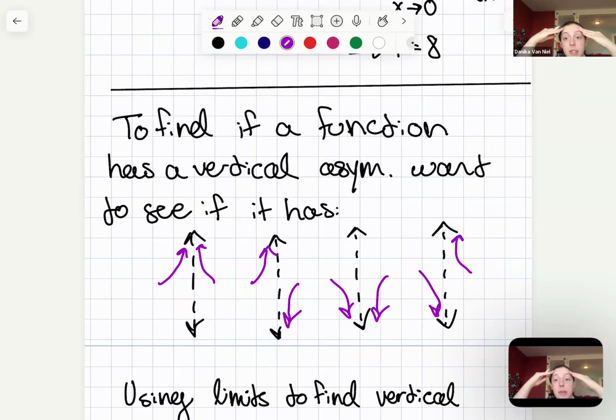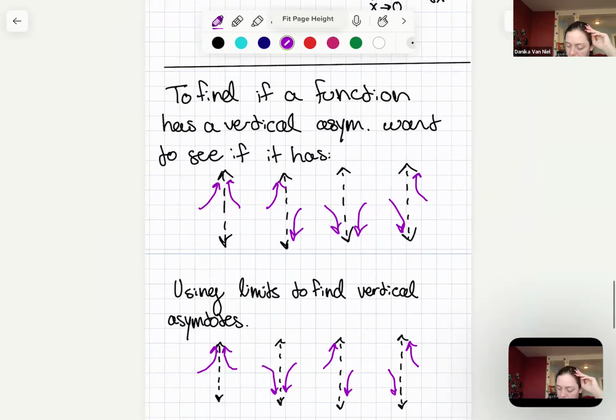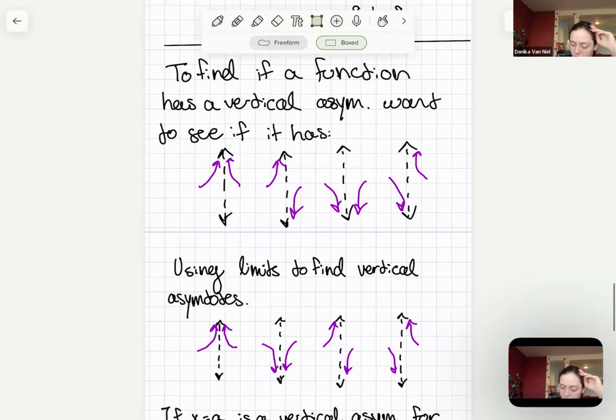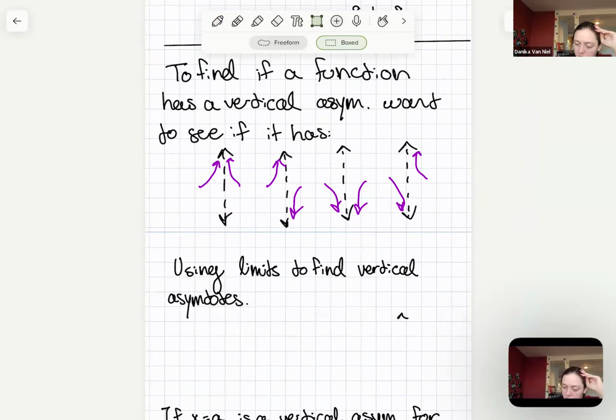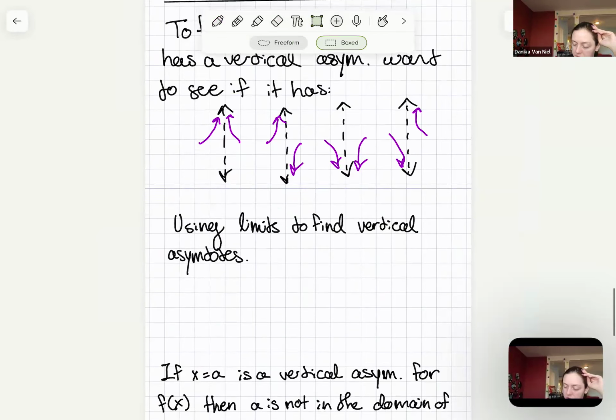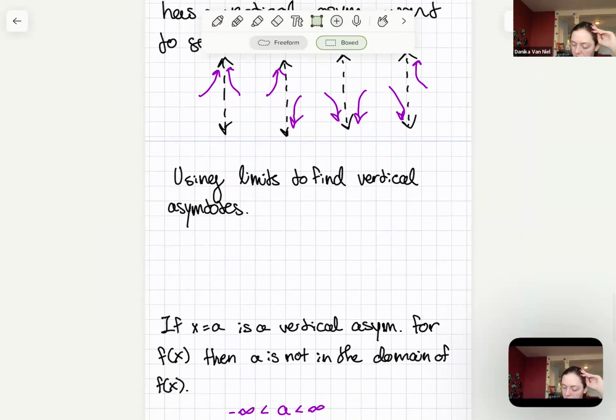But if we think about these in terms of limits, this is like your left or your right limit going towards infinity. Forgot that I already had some of this written.